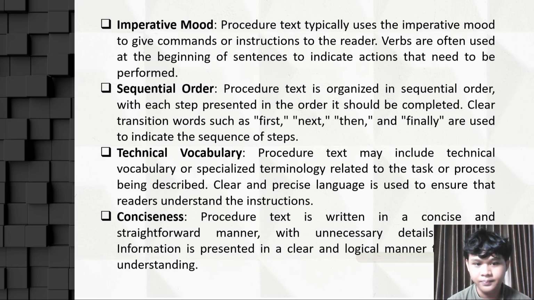And the next is technical vocabulary. Procedure text may include technical vocabulary or specialist terminology related to the task or process being described. Clear and precise language is used to ensure the readers understand the instruction. And last is conciseness. Procedure text is written in a concise and straightforward manner with unnecessary details omitted. Information is written in a clear and logical manner to facilitate understanding.